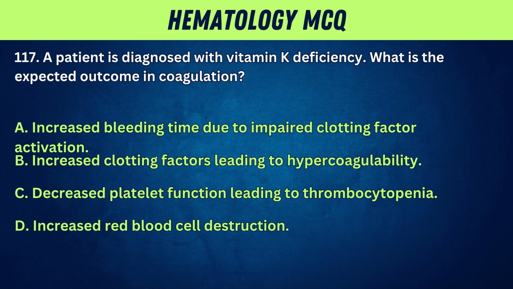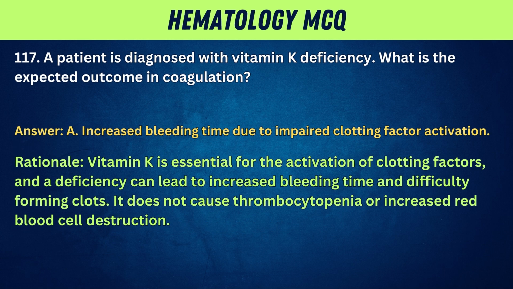117. A patient is diagnosed with vitamin K deficiency. What is the expected outcome in coagulation? A. Increased bleeding time due to impaired clotting factor activation. B. Increased clotting factors leading to hypercoagulability. C. Decreased platelet function leading to thrombocytopenia. D. Increased red blood cell destruction. Answer: A. Increased bleeding time due to impaired clotting factor activation. Rationale: vitamin K is essential for the activation of clotting factors, and a deficiency can lead to increased bleeding time and difficulty forming clots. It does not cause thrombocytopenia or increased red blood cell destruction.